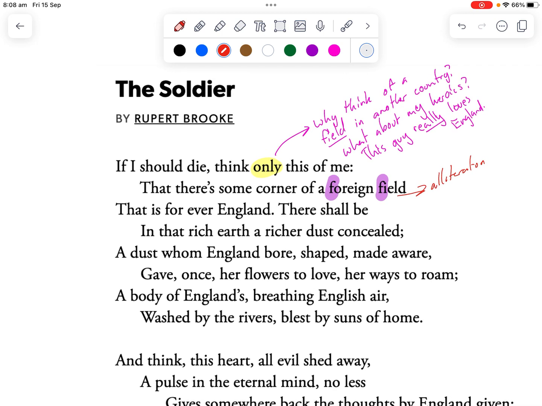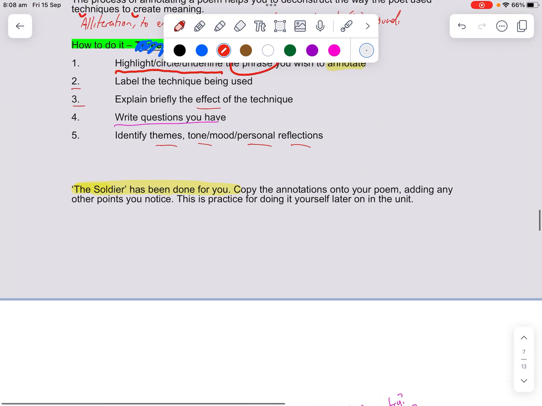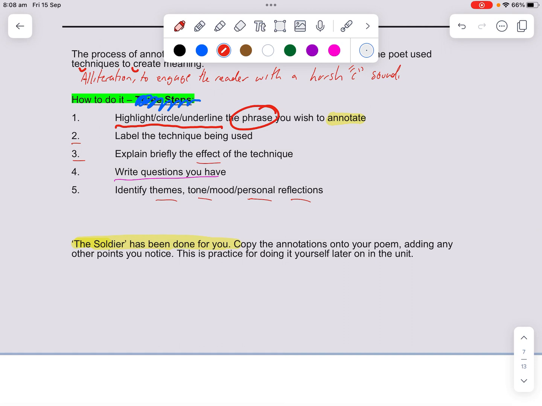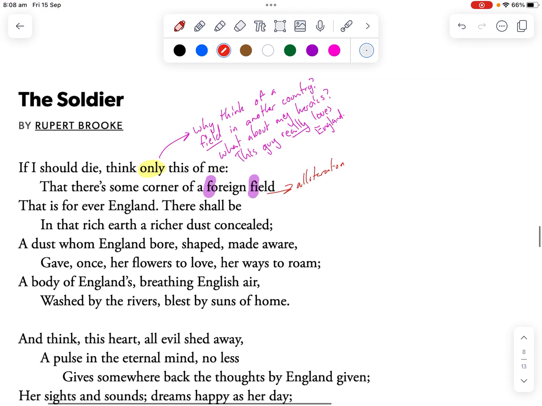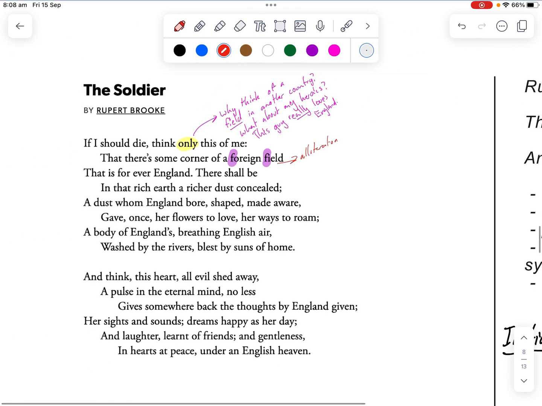So take the time now just to have a go through and read through it. And as you're doing it, don't forget to be identifying things like themes, tone, and personal reflections. And you can always put those on the side. All right, so I'm going to give you time just to do that. You can do it in pairs. I don't mind. Go for it, and see what you come up with.